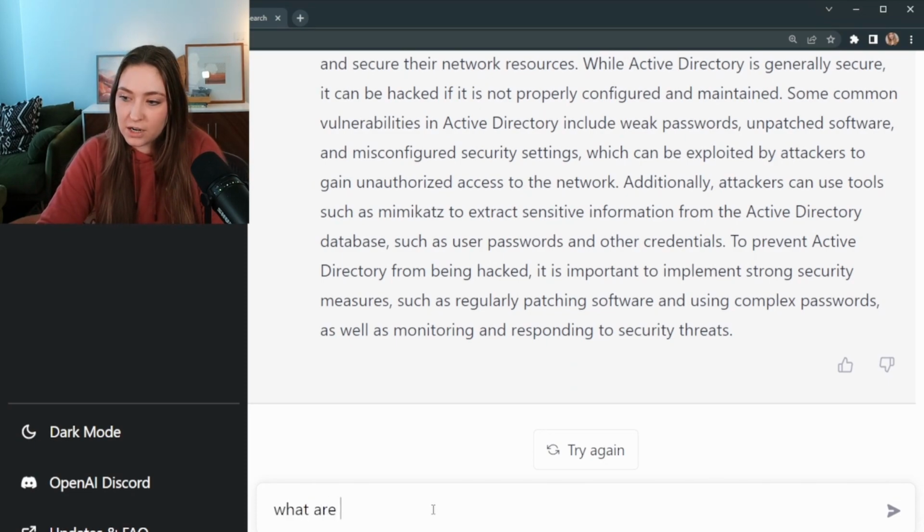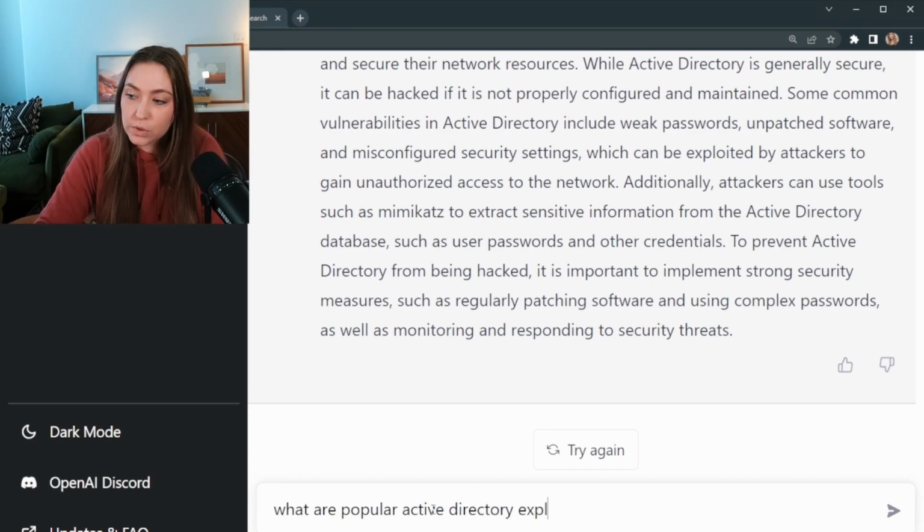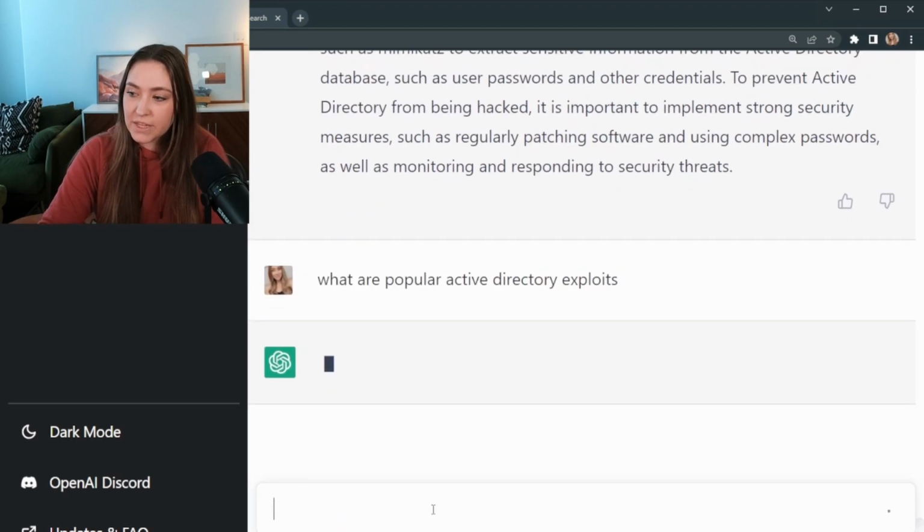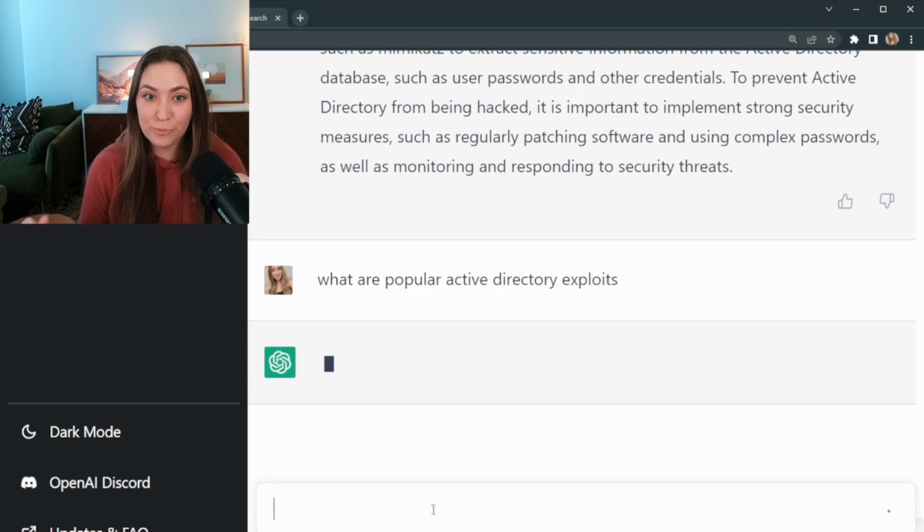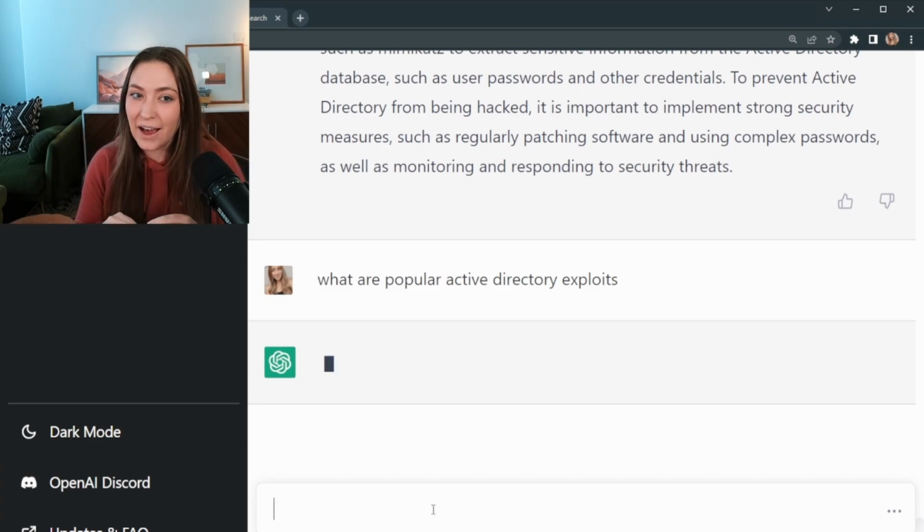What are popular Active Directory exploits? It's not giving us a lot. It gives us a good broad overview, but I want to see how in depth it can go.